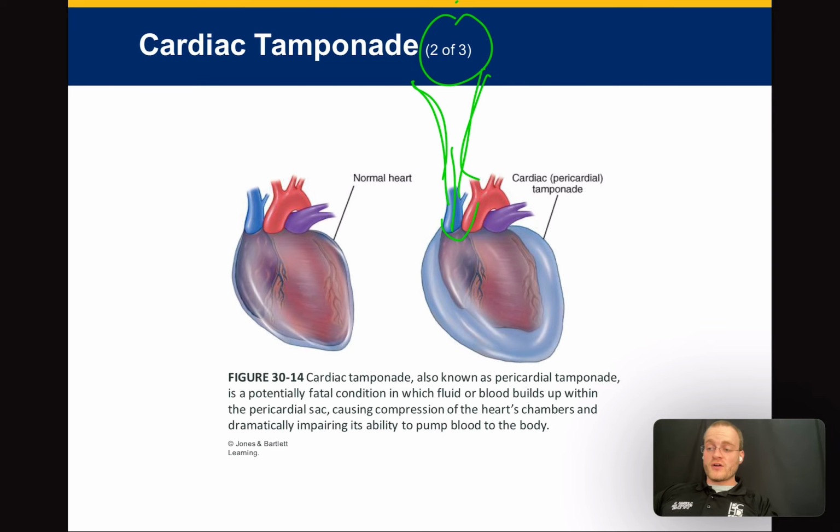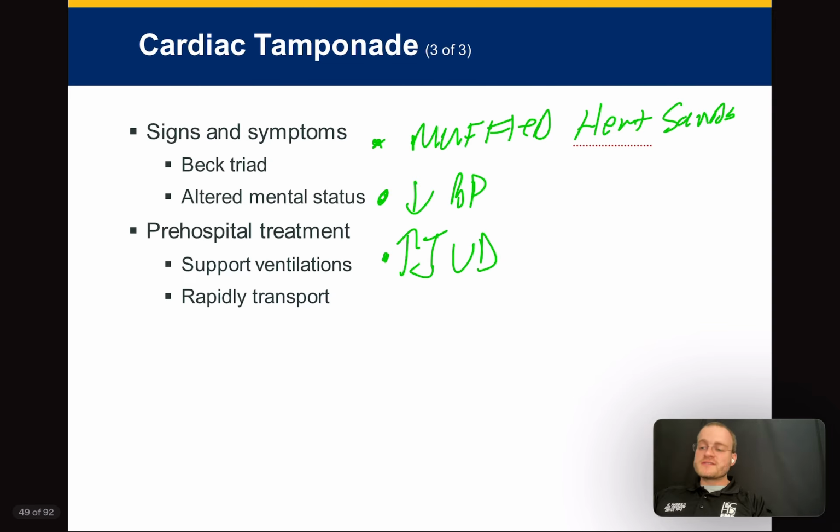So now I'll give you a hint. The only time in EMT school you're going to see the words muffled heart sounds is pericardial tamponade or cardiac tamponade. It is the only time you will hear that. So if you're reading a vignette and you see muffled heart sounds, boom, you need to be thinking, this is probably Beck's triad, this is probably cardiac tamponade until I can prove otherwise. Now, if you read further in the vignette, they're probably going to tell you they have jugular venous distension, shortness of breath, increased heart rate, decreased blood pressure. And so that's Beck's triad.